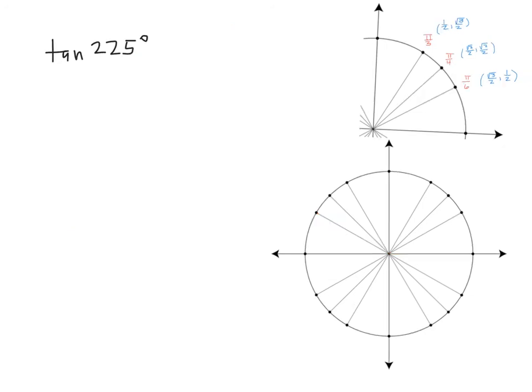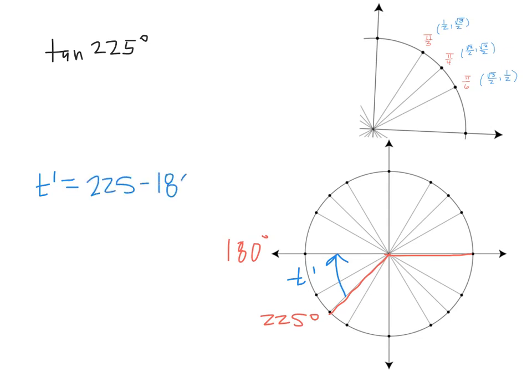All right, let's find the tangent of 225 degrees. On the unit circle, we're going to go past 180, and this is one of those multiples of 45 degrees. So it's going to be right here. There's 225 degrees. And the reference angle is going to be this angle right here. So we'll call that T prime. To get that, we take the 225 because it's greater than 180 and subtract the 180 from it. And so that reference angle is 45 degrees, which is pi over 4.